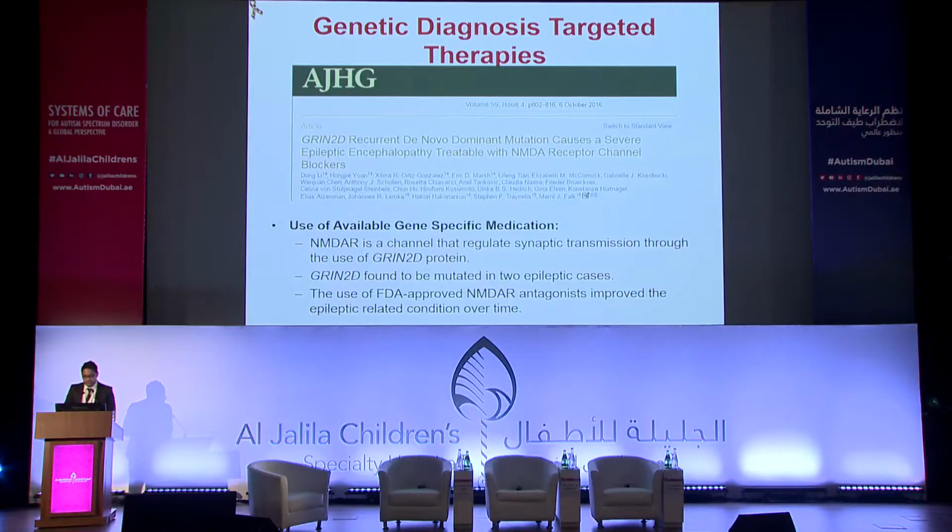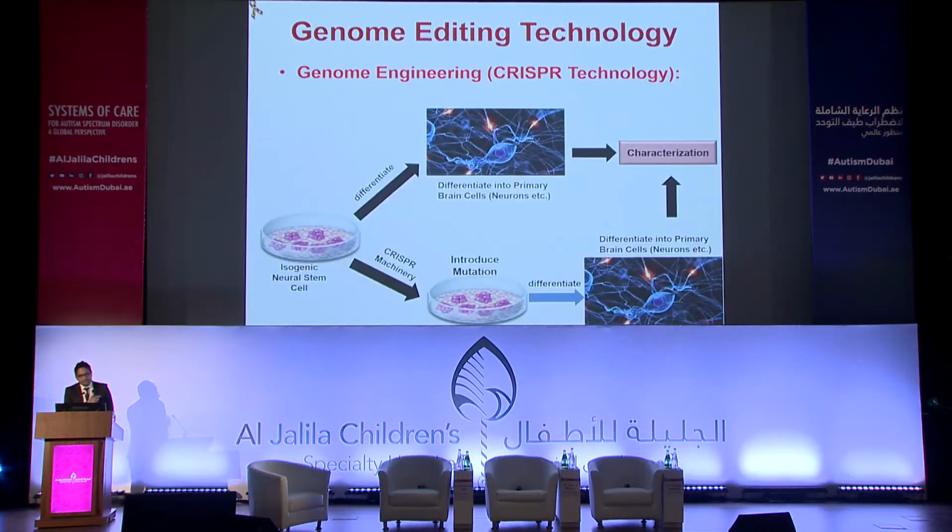This will be my last two slides. There are two recurrent mutations we found in the GRIN2D gene. These are pathogenic mutations, and this gene is involved in the NMDAR channel, regulating synaptic transmission through the use of the GRIN2D protein. Interestingly, there is an FDA-approved NMDAR antagonist. After detecting this mutation, they applied that approved drug, and they saw some improvement. So that's the last slide I have.